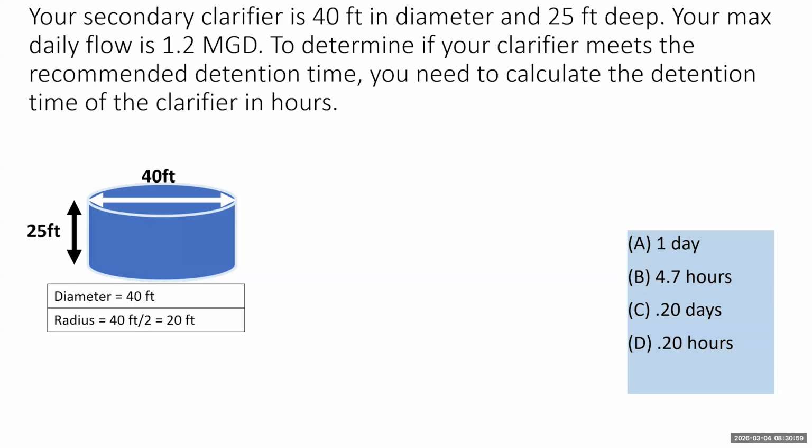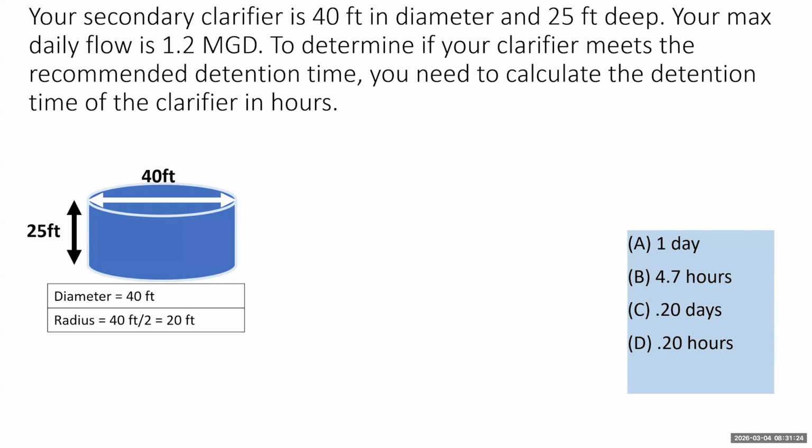Your max daily flow is 1.2 million gallons per day. To determine if your clarifier meets the recommended detention time, you need to calculate the detention time of the clarifier in hours. So drawing a little sketch can be really helpful, can help you visualize, think about what's going on. So we have a little sketch that says it's 40 feet in diameter and it's 25 feet deep.